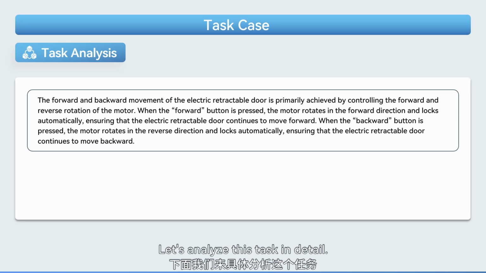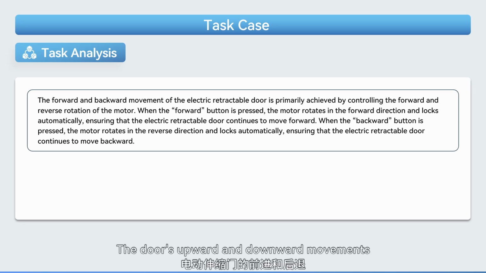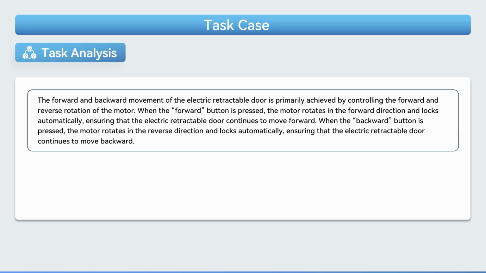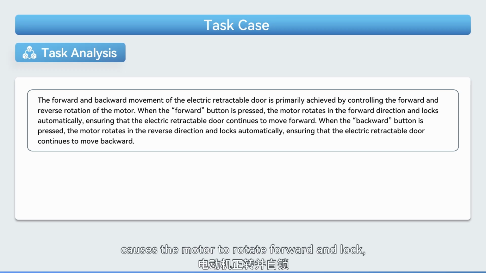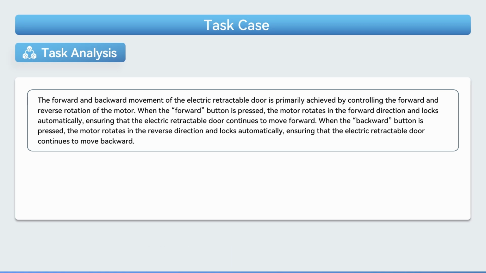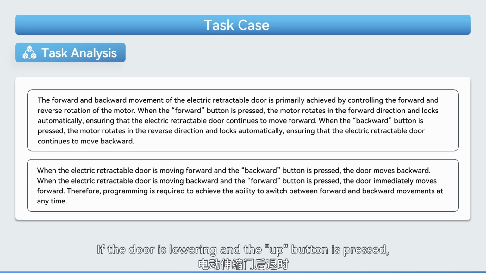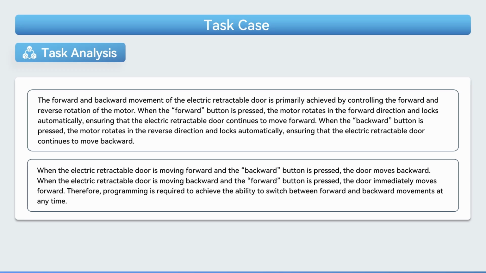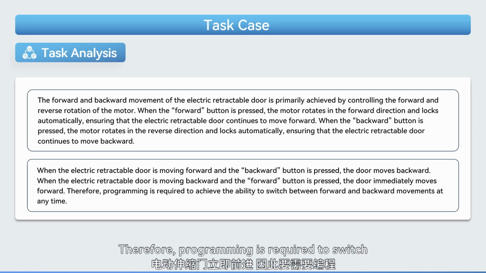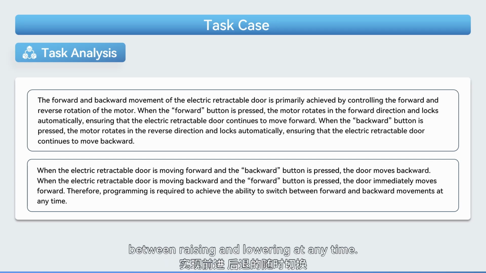Let's analyze this task in detail. The door's upward and downward movements are primarily achieved by controlling the motor's forward and reverse rotation. Pressing the up button causes the motor to rotate forward and lock, ensuring the door continues to rise. Pressing the down button causes the motor to rotate in reverse and lock, ensuring the door continues to lower. If the door is rising and the down button is pressed, the door will lower. If the door is lowering and the up button is pressed, the door will immediately rise. Therefore, programming is required to switch between raising and lowering at any time.